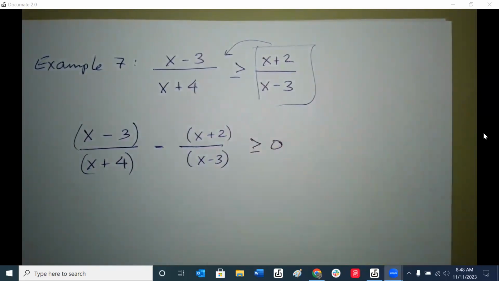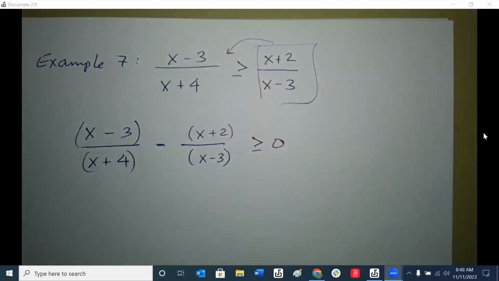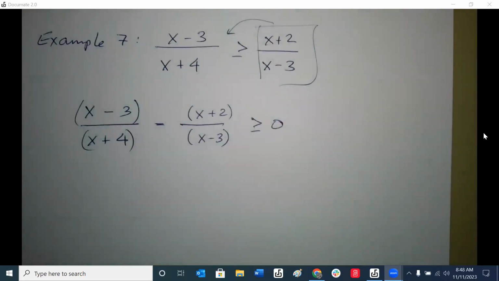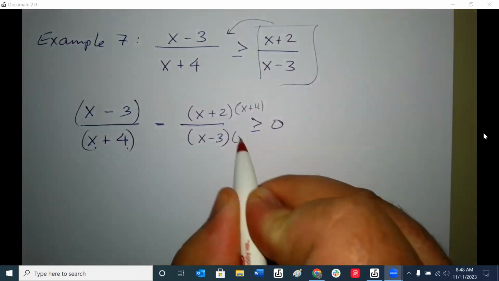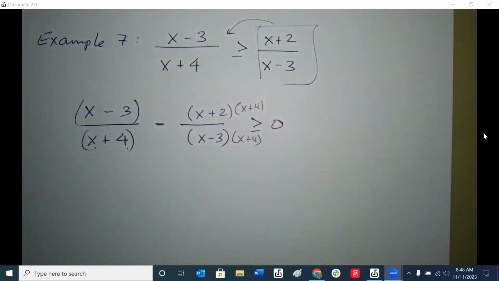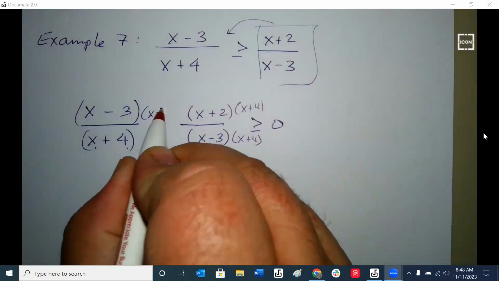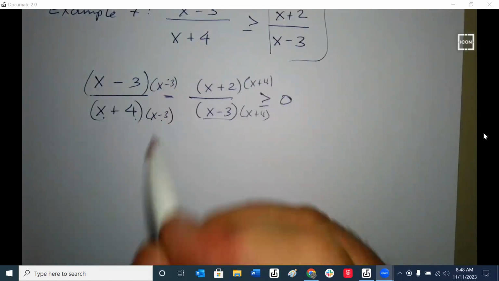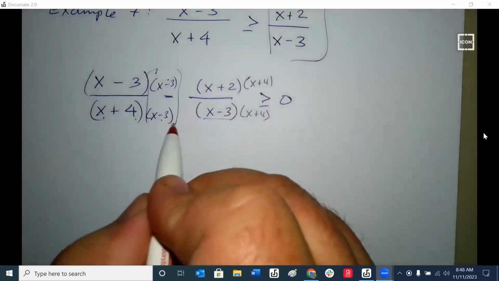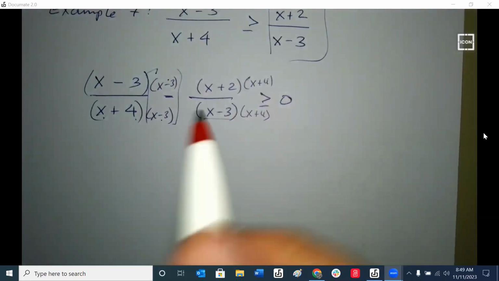I said we did it with the 1. We just subtracted, moved it over there. Now it's a common denominator. This one has an x plus 4. This one needs an x plus 4, top and bottom. This one has an x minus 3. This one needs an x minus 3 on the bottom. So I multiply x minus 3, x minus 3. Think about it. X minus 3 over x minus 3 is 1. All I'm multiplying by 1. I'm just changing the way it looks, not the number.